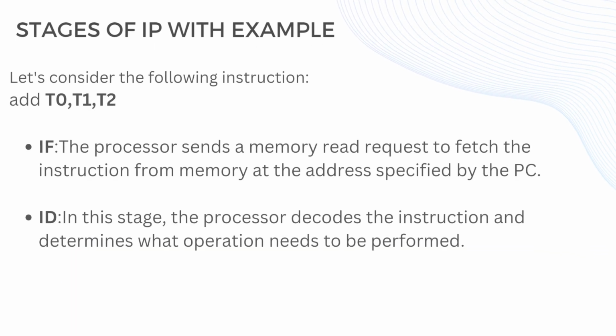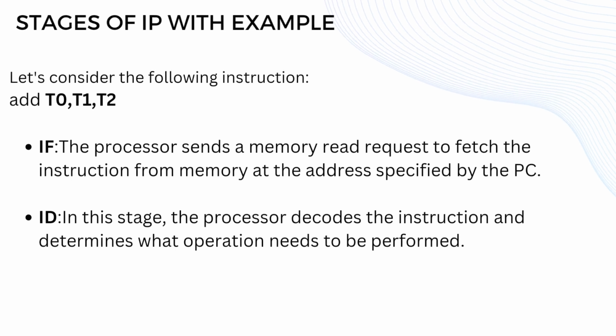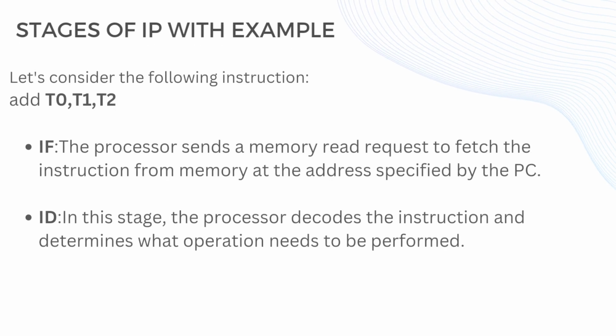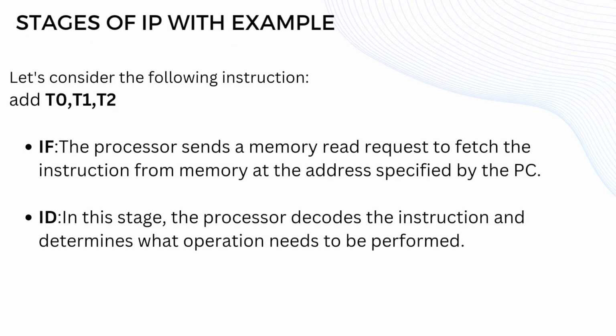Illustration of how each stage works with examples. Instruction fetch. In this stage, the processor fetches the next instruction from the memory. For example, let us consider the following instruction: add T0, T1, T2. The address of the instruction is determined by the program counter PC register. The processor sends a memory read request to fetch the instruction from memory at the address specified by the PC. The instruction is then stored in the instruction register IR so that it can be decoded in the next stage.